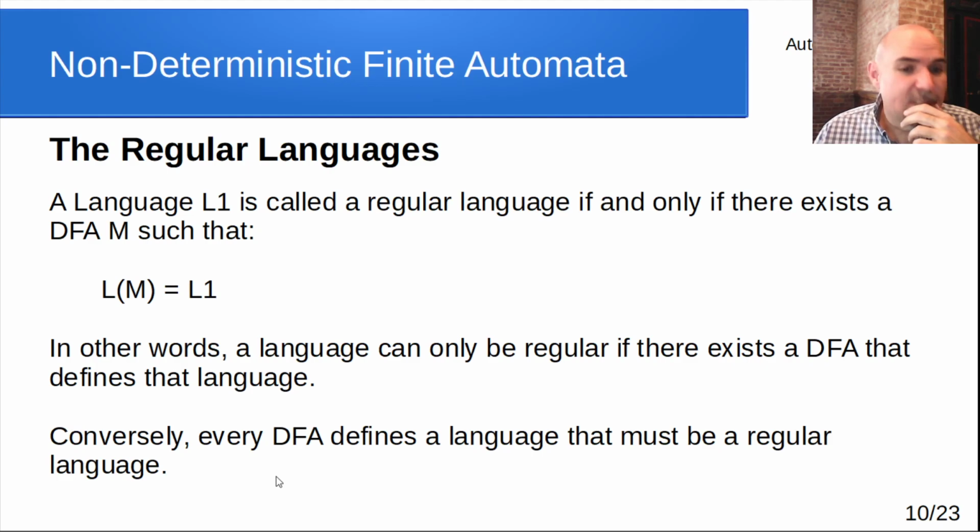Okay, so regarding the regular languages, let's say we have some language called L1. It's called regular if and only if there exists a DFA M such that the language of the DFA M is that language L1. In other words, a language can only be called regular, only belong to the family of regular languages, if there exists a DFA that defines that language. And conversely, if you have a DFA, the language that it defines has to be regular. And that's, again, by definition. The definition of a regular language is one for which there exists a DFA.